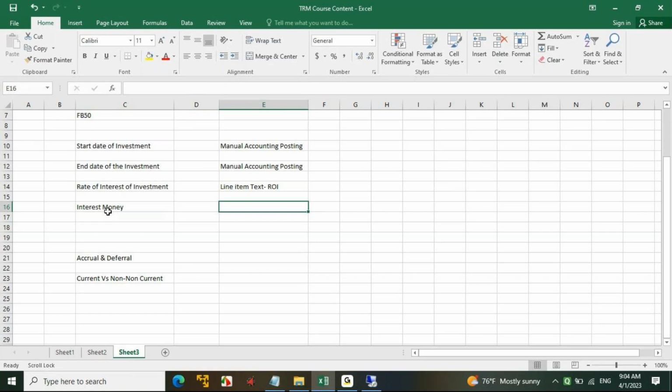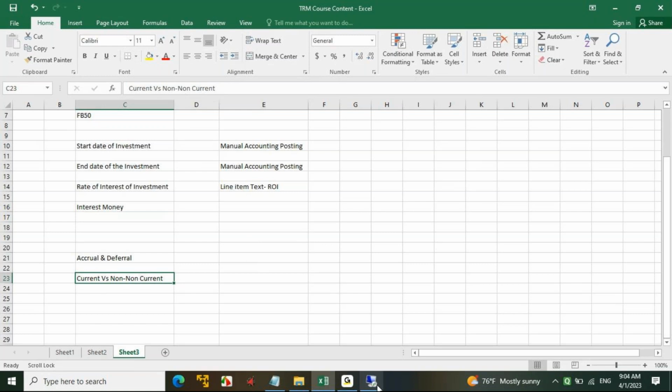If you don't know where the interest rate has been mentioned in the line item, you're in the FI module, you cannot do it. Again, for accrual reversals, you have to do it manually. There is no option to identify the current versus non-current portions. Suppose you have made an investment for, let's say, more than a year. Out of that, how much amount would be the current portion, and how much would be considered non-current? Those kinds of details, you cannot get.